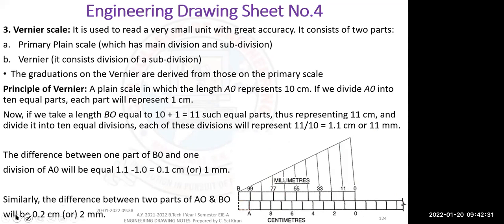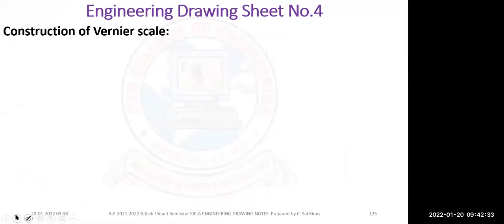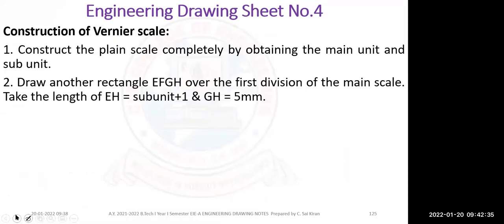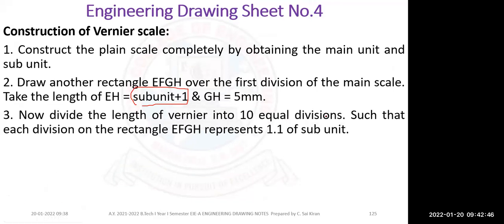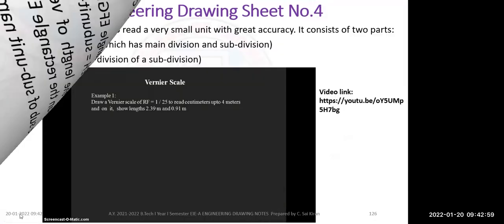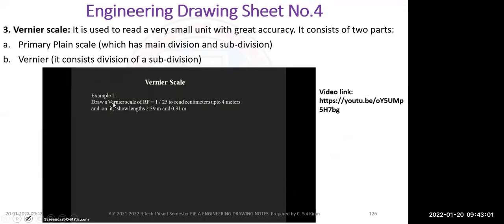Okay. Once you watch this video, you will understand. So in this scale, we add one more subunit, and we take the vertical height as 5 mm, and divide into 10 equal parts. So this is my 10. I'm adding one more, so the total becomes 11 parts. These 11 parts I'm dividing into 10 equal parts. So once watch this video.